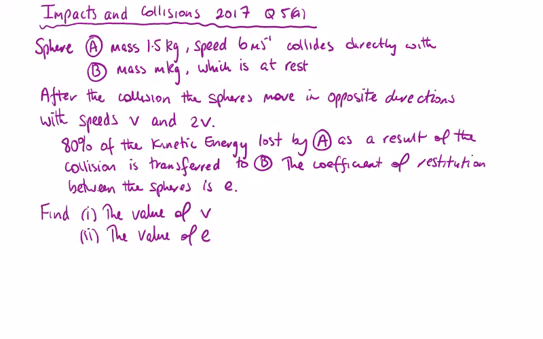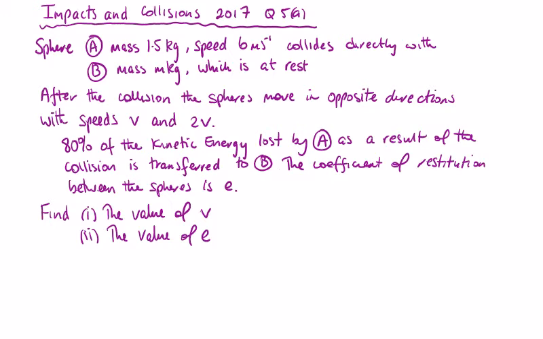Impacts and Collisions 2017, question 5a. A small smooth sphere A of mass 1.5 kilos moving with speed 6 meters per second collides directly with a small smooth sphere B of mass m kilos, which is at rest. After the collision, the spheres move in opposite directions with speeds v and 2v respectively.